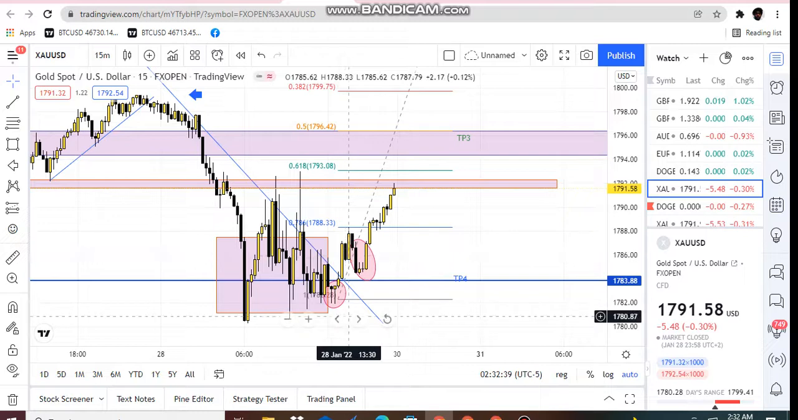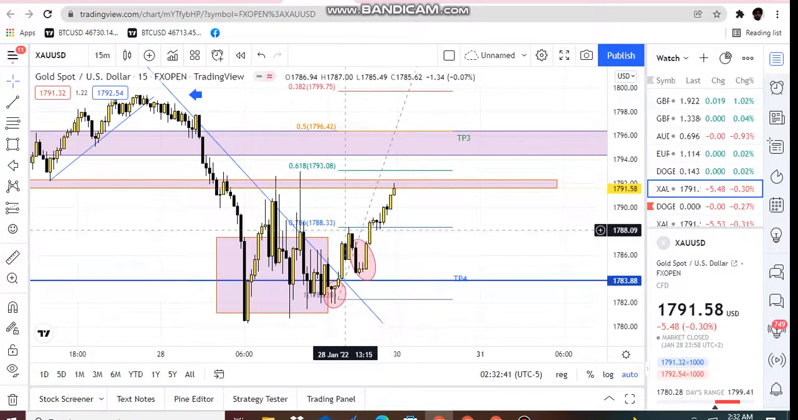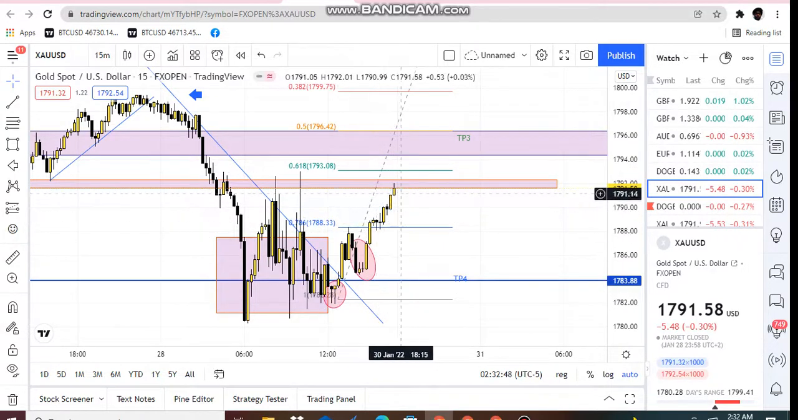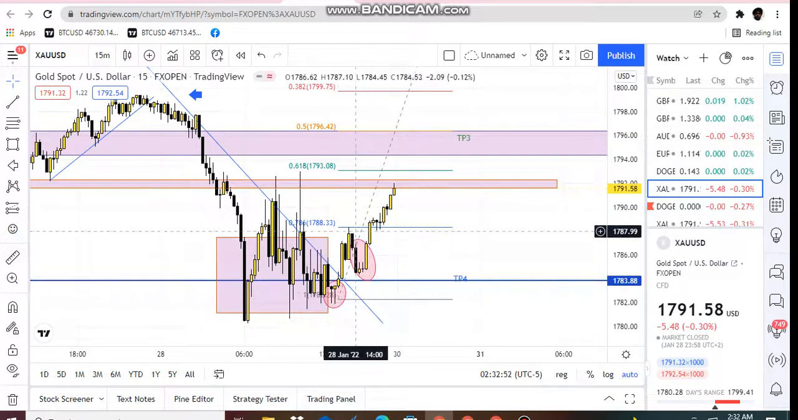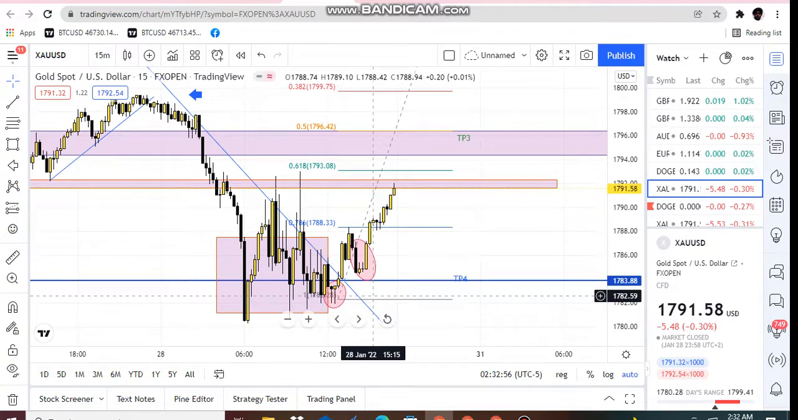You have to allow price to make market structure and make a higher high, and then it's going to make a higher low and a higher high, and a higher low and a higher high. You have to allow that to happen on a 15-minute time frame. You can just see 15-minute candlesticks going up and down on a faster time frame.